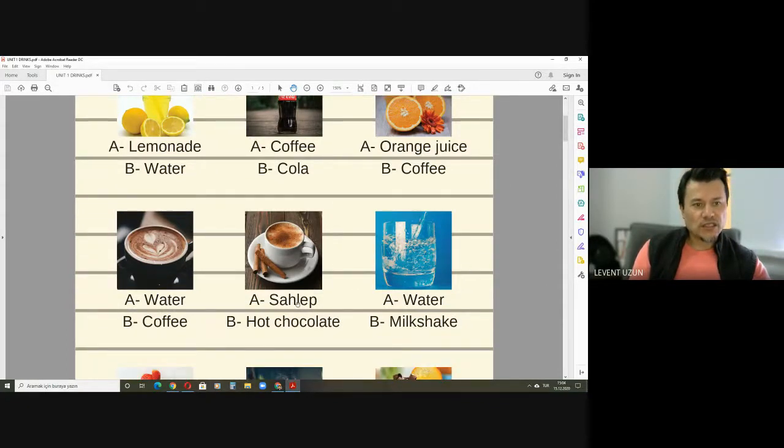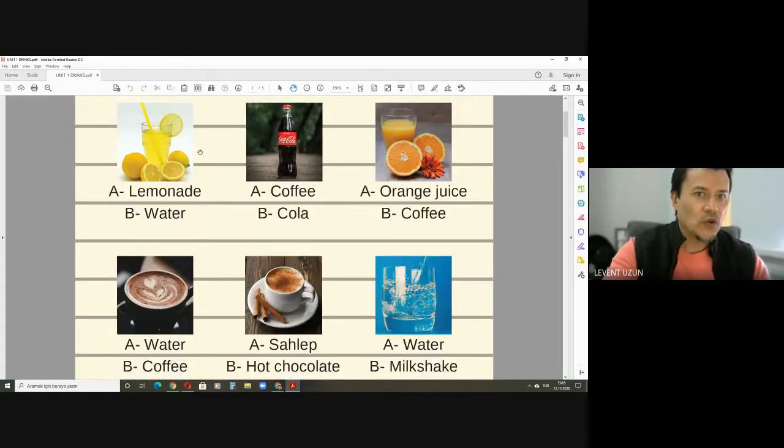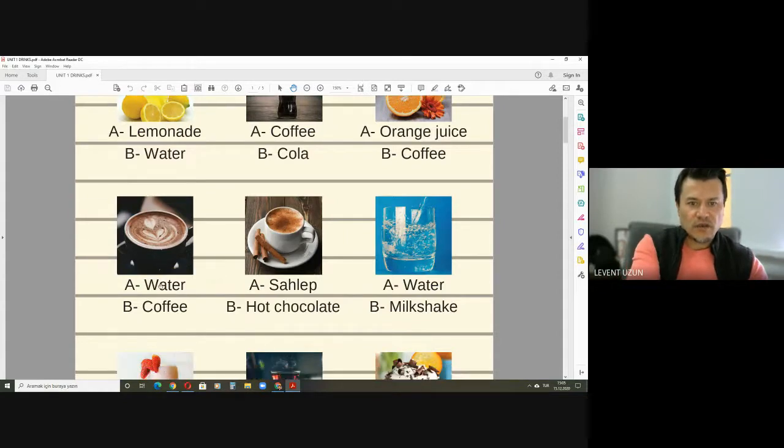hot chocolate, salep. So you concentrate on salep here, I guess, which is, you know, cognate. There is nothing to learn. So you don't need to waste space for salep here. No need to use space for lemonade here. Okay? Water, coffee. So here you concentrate on coffee. Well, maybe you can teach some other drinks.